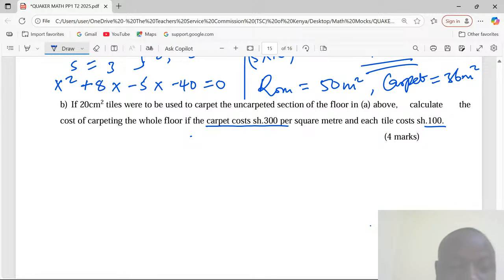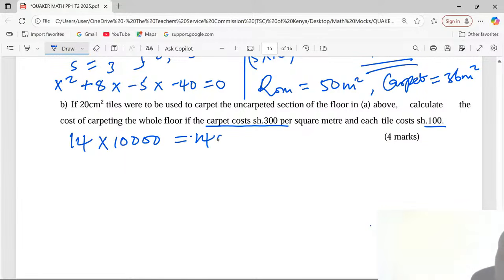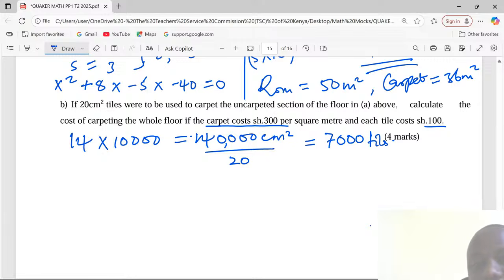Let's get the tiles needed here. So 14 square meters should be multiplied by 10,000, giving 140,000 square centimeters, divided by 20, the area of one tile. So we are getting 7,000 of them. 7,000 tiles are needed. The area is 140,000 square centimeters, and one tile has an area of 20 square centimeters. So 7,000 tiles were needed.